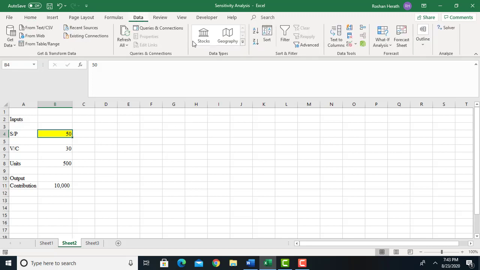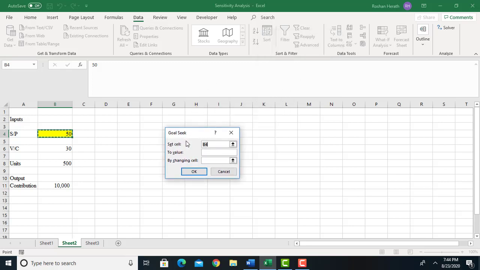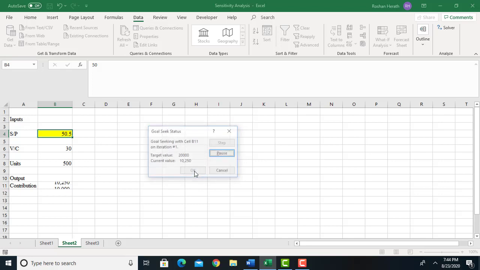You have to go to Data, then go to What-If Analysis. In that, take Goal Seek this time. Then it asks you to set a value, which one you want to set. That's always the output. You want to set that to which value? You want to make it 20,000. Then you are going to change what? By changing the selling price. What must be the change in the selling price in order to achieve a contribution of 20,000? Then you have input the information, say OK.